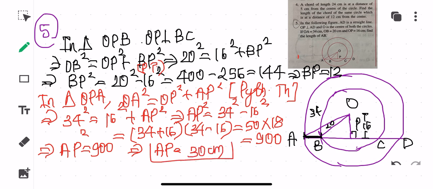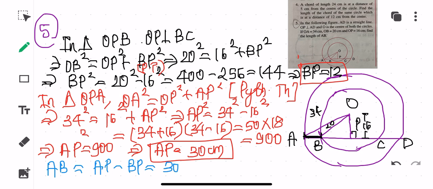Okay, so this is what you are getting as the value of AP, and this is what you are getting as the value of BP. Now you need to find out AB. Now clearly in your figure, children, you can see that AB is equal to AP minus BP. So how much is AP that you have calculated? 30. How much is BP you have calculated? 12. So AB is going to be equal to 18 centimeter.